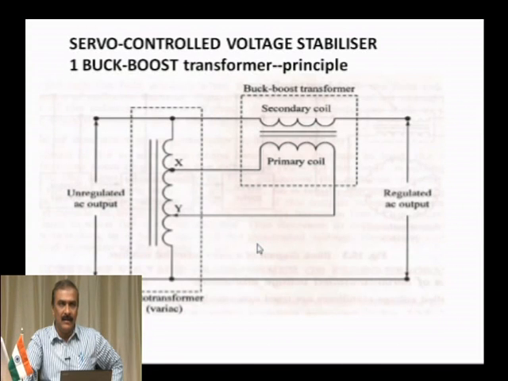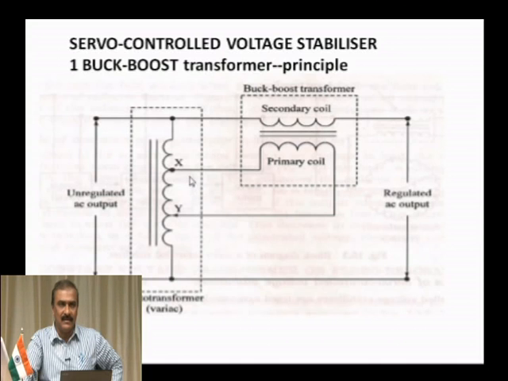The next is your servo controlled voltage stabilizer. A servo controlled stabilizer requires this type of buck boost transformer. So here I am only giving you the buck boost operation of this transformer. You can see the secondary coil, primary coil, unregulated AC input and regulated AC output. Here you have an auto transformer, a variac or dimmerstat, we can say. This is the tapping point for X, the tapping point for Y. This Y will vary from bottom to top, like this.